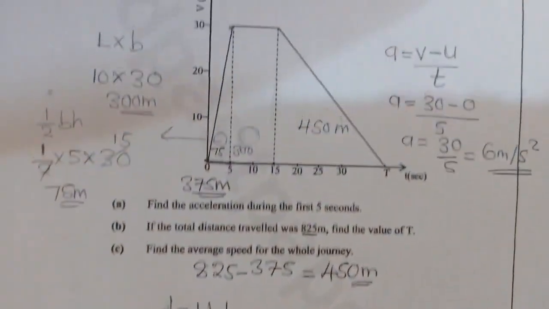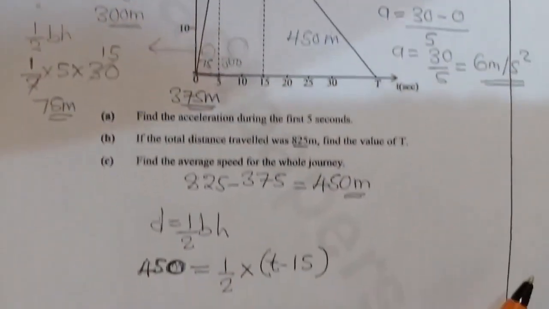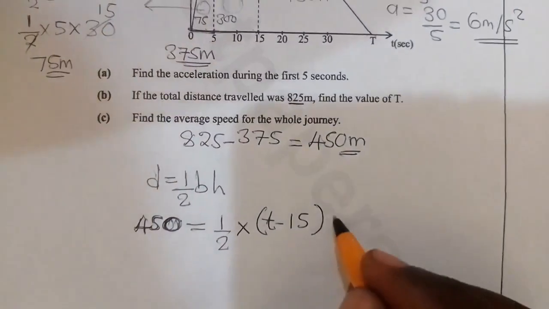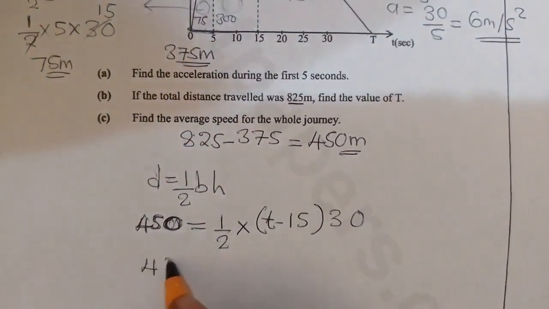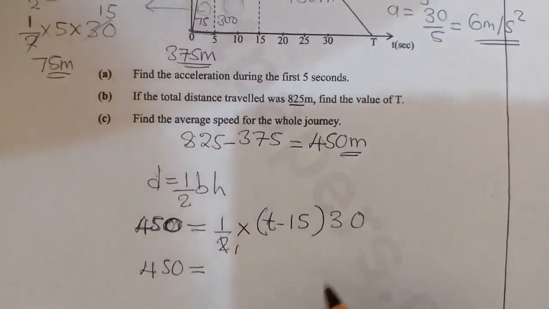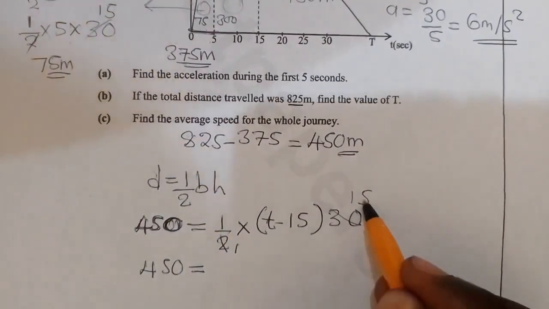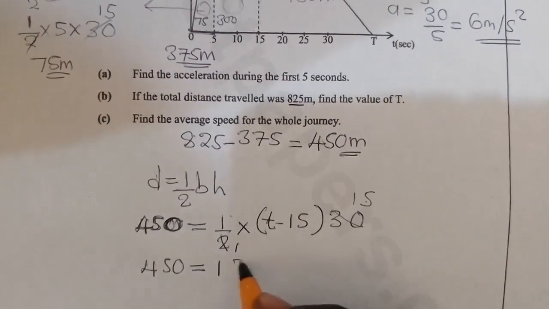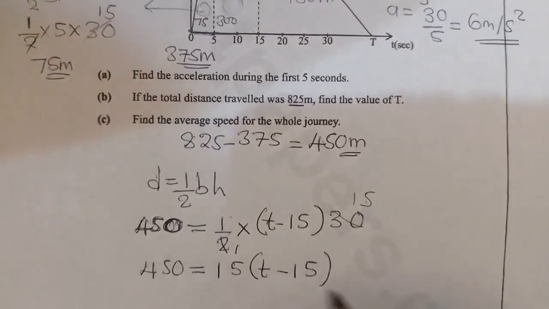I check the height from here to there. That is 30. So I know that 450 is equal to half times 30, which is 15, times the base. Have you seen? There it is 15. So it's 15 open bracket t minus 15, like this.